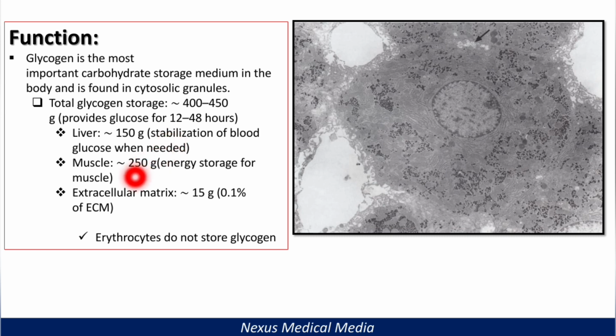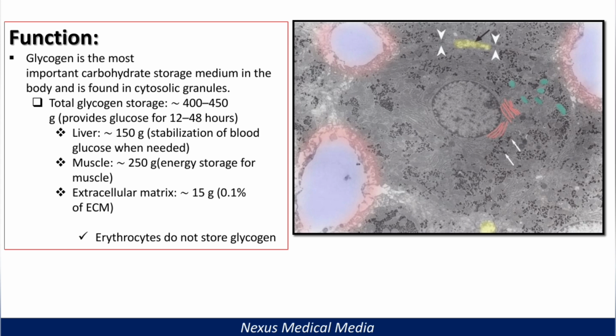Next is the muscle. Muscle stores about 250 grams, and this is energy storage for the muscle. And then in the extracellular matrix, that's 15 grams, 0.1% of the extracellular matrix. You also need to remember that red blood cells, or erythrocytes, do not store glycogen. On this diagram, you can see it highlighted here.